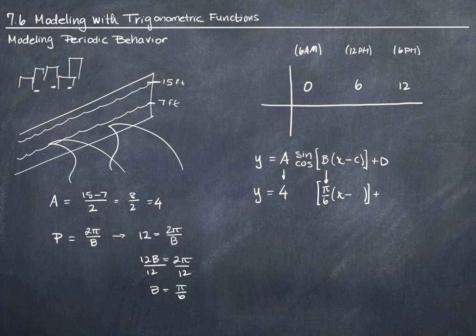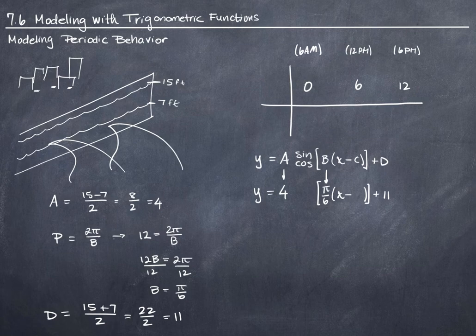And just like we can find the amplitude by taking the difference of the high and the low and dividing by 2, to find the d value, we're going to take the sum and divide by 2. And that is 22 divided by 2, which is 11. Basically, for the d value, you're finding the place right in the middle of the 7 and the 15. That's the average, right? So d is 11. So we're going to have plus 11 here.